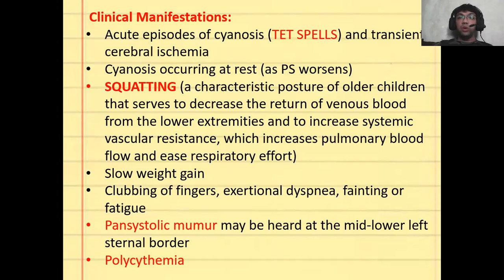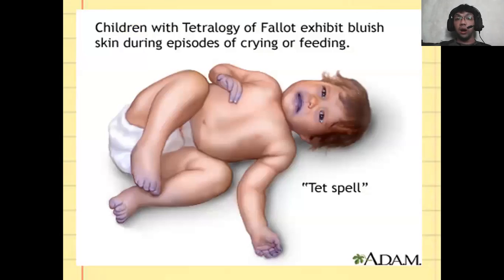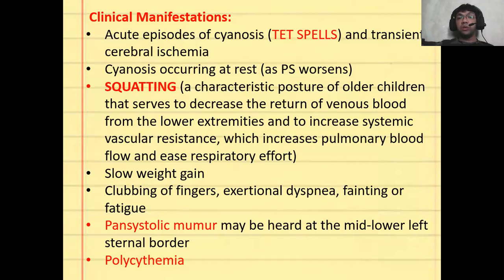So, clinical manifestations. The child will have acute episodes of cyanosis known as tet spells and transient cerebral ischemia. They will appear blue, as you can see here in this illustration. Look at the lips of the child, the fingers and the toes. They will experience this during episodes of crying or feeding, which is known as the tet spell. Cyanosis will occur at rest as pulmonic stenosis worsens. As it further narrows, the cyanosis will further worsen in the child.